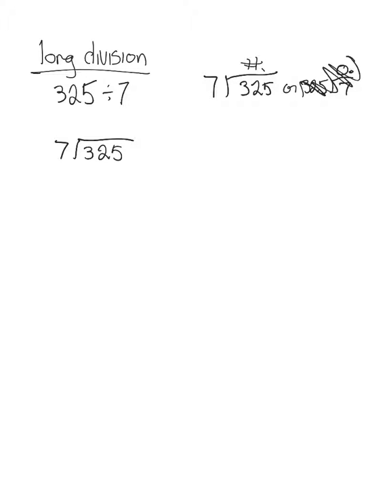7 goes into 3 how many times? 0. 7 goes into 32 how many times? Well, 7, 14, 21, 28, 4. So 7 times 4, we'll do minus 28, and you always change the sign when you do it. There, with the 4 remainder. So now we need to bring down this 5.